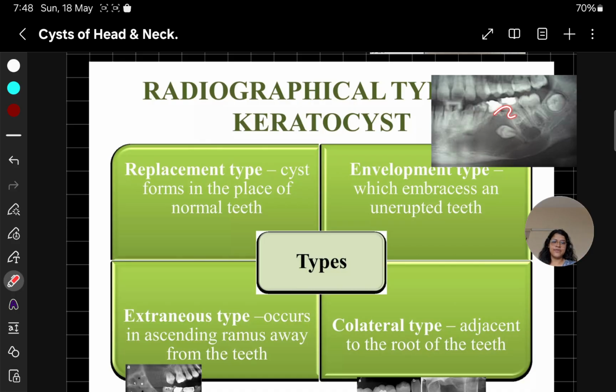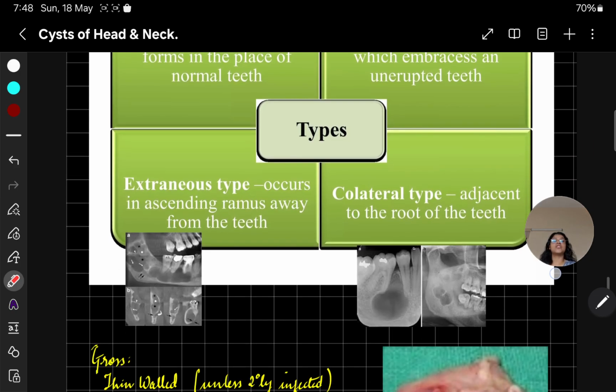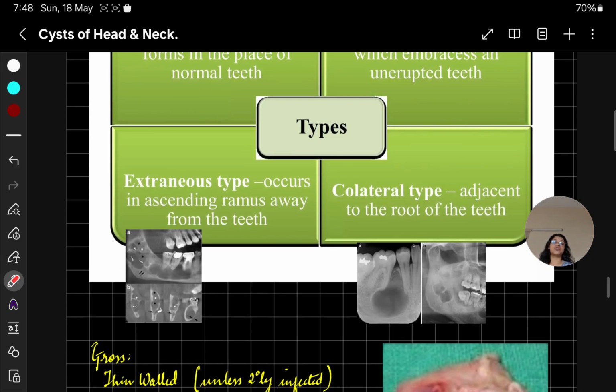So here you have envelopment type. Then it's collateral type, which will be adjacent to the root of the teeth. And you have extraneous type, which occurs in the ascending ramus. Here you see it away from the teeth.